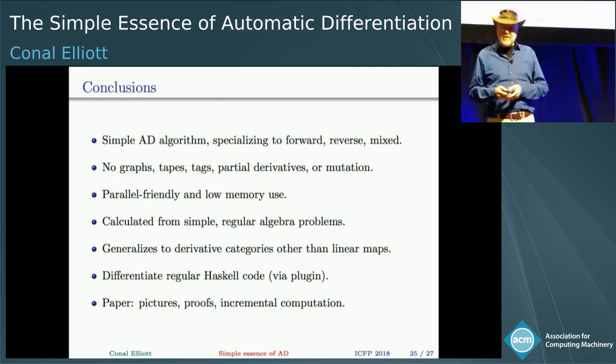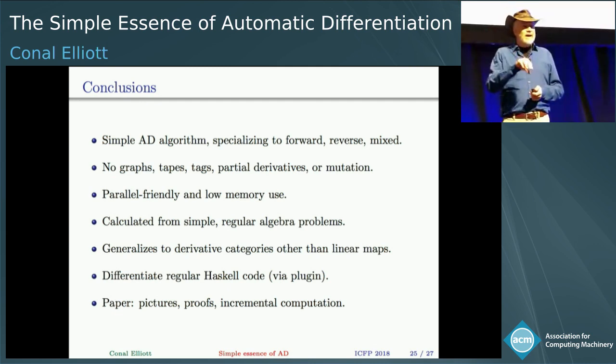If you read the paper, which I hope you will, I give a bunch of examples. I have pictures, proofs. The proofs are in the extended version of the talk. And an example of the same algorithm, but applied to something that's not simply automatic differentiation, is automatic incremental computation.